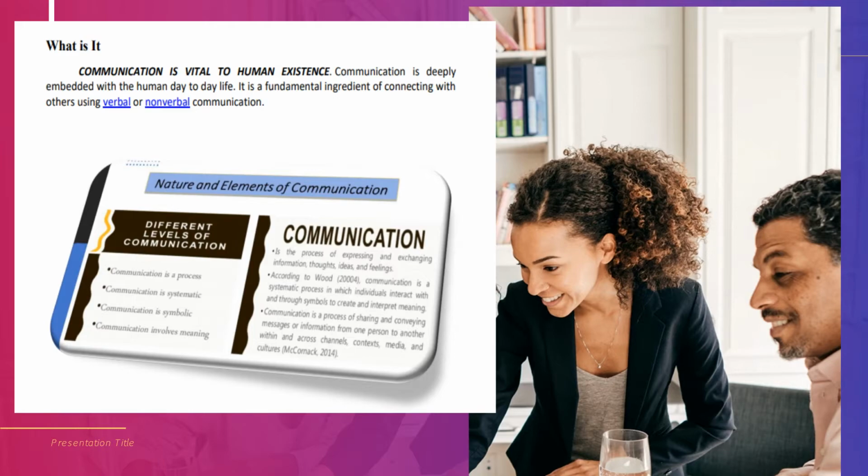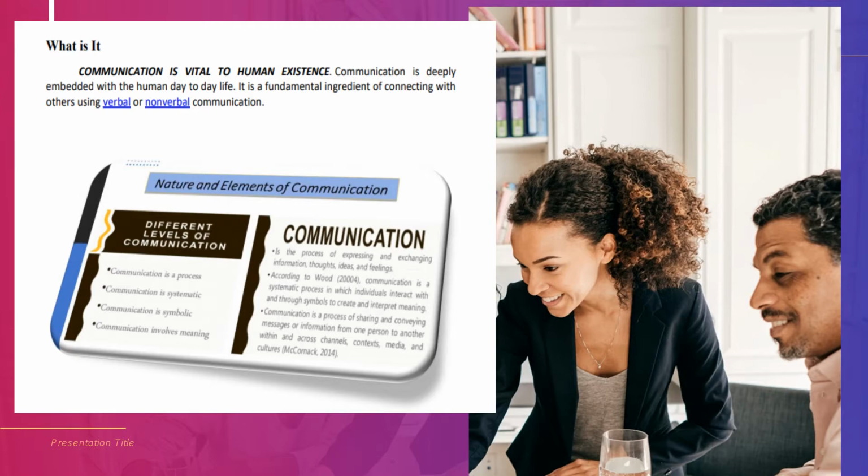Now, for the nature and elements of communication, this comes in different levels. The first one, it says here, is communication is a process, right? It doesn't come out automatically. It all starts in the mind. You process things first before you send them out. So it is a process of expressing and exchanging information, thoughts, ideas, and feelings. There is a series of steps, a step-by-step procedure, before the actual communication takes place.